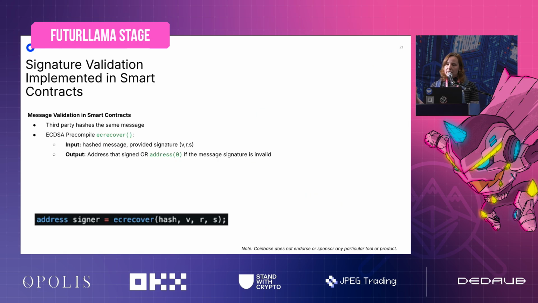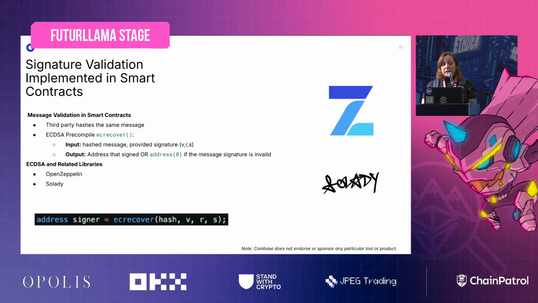And if you are the person on the other side, taking that signature and using it within a smart contract, what that's going to look like for you is that you're going to hash the same message on your side, and then you're going to put this through the precompile ECRecover along with the provided signature. The output will be an address, or address 0 if it's an invalid message-signature combo. And then we have things like OpenZeppelin and Solidity libraries that are helpful for doing this.